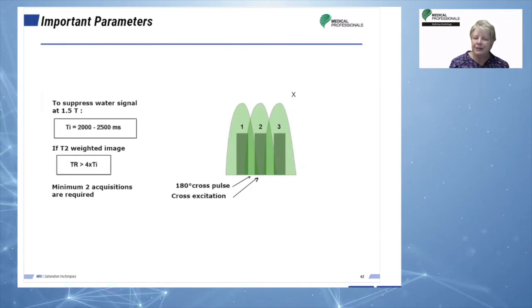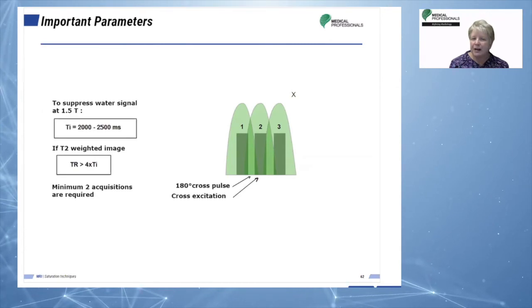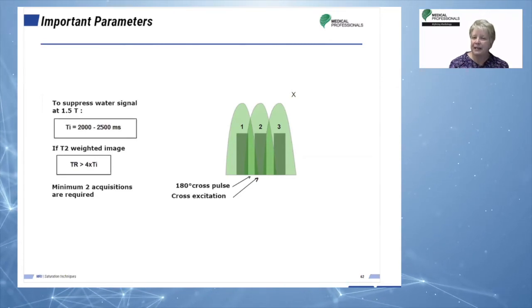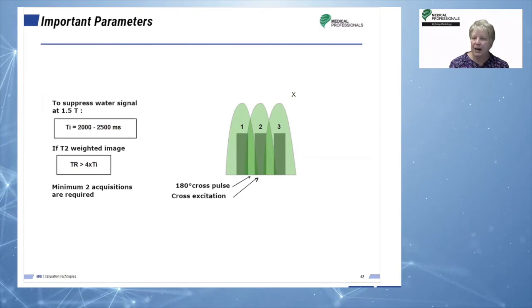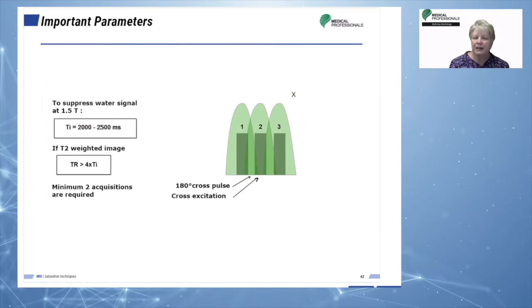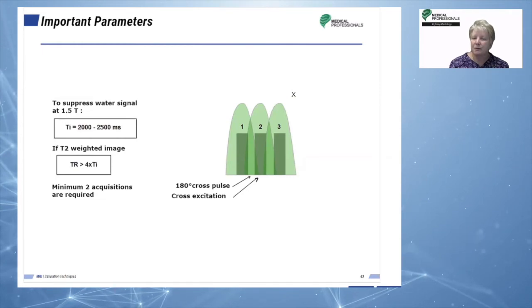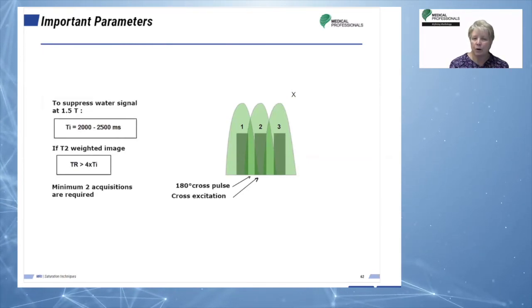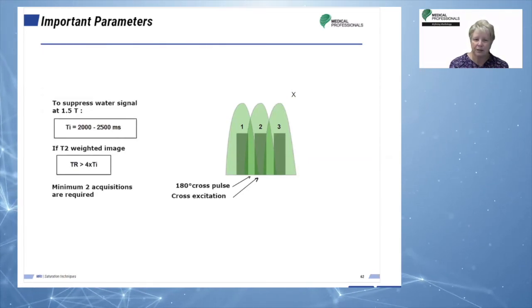When using T2 FLAIR imaging, it's recommended to have at least a TR that is 4 times the time of inversion, and also to use a double acquisition or more, meaning not a single acquisition of collection.